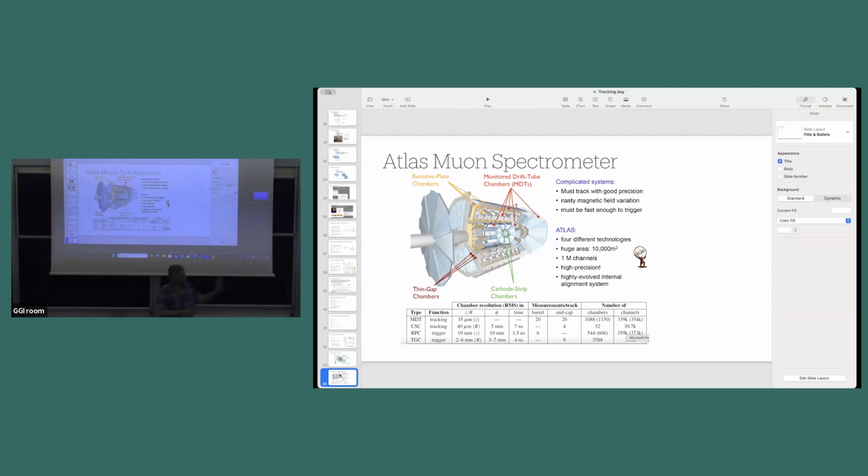Okay, so I hope that gives you an idea of where the trackers lie, and then tomorrow we'll talk about calorimetry measurements.